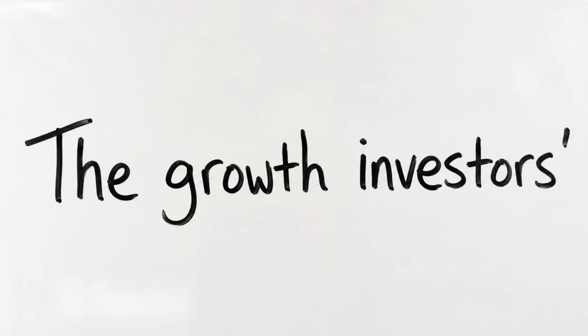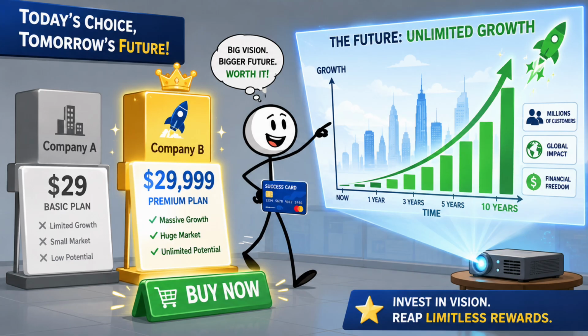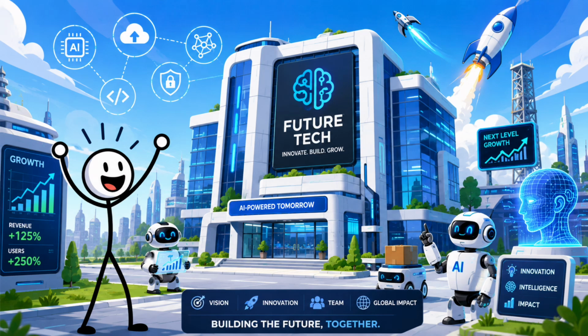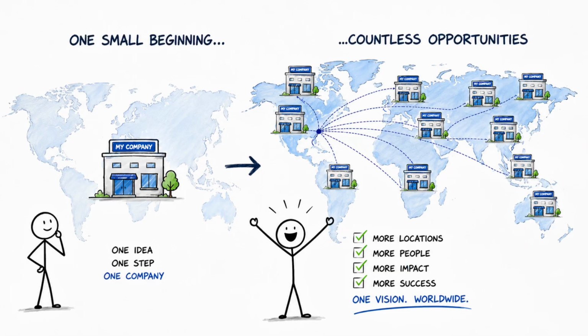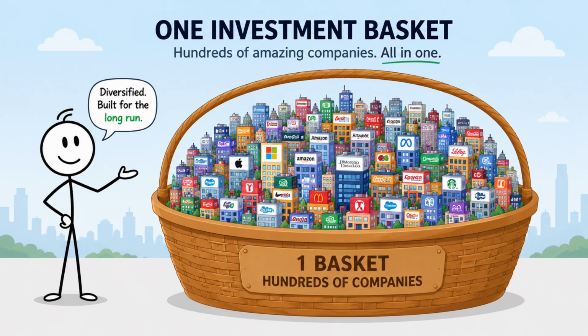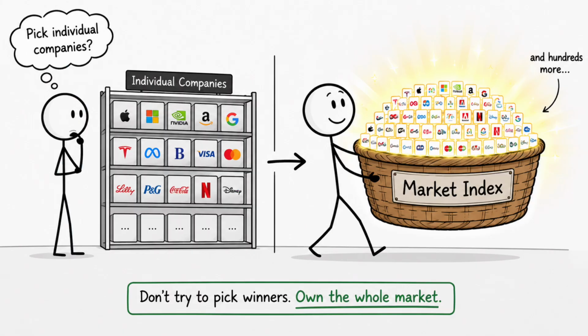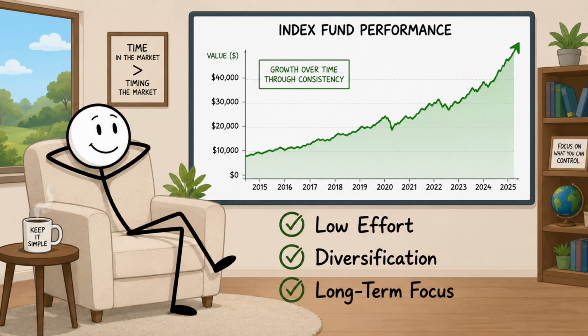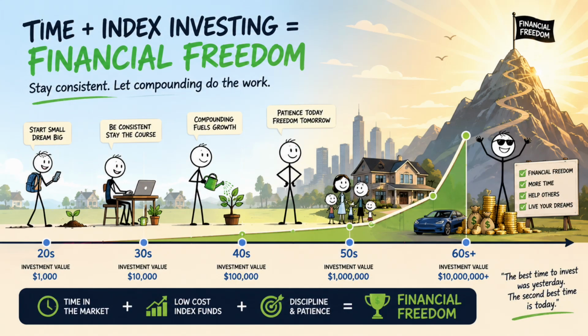The next is the growth investors. Growth investors think differently. They don't mind paying a premium if they believe the company can become much bigger in the future. They look for innovation, expansion, and market dominance. Finally, we have the index investor. Instead of trying to pick winners, they buy the entire market. One investment can give you the opportunity of having hundreds of companies. This strategy has quietly created wealth for millions of investors worldwide.